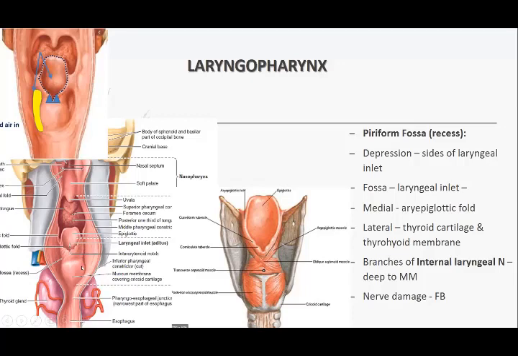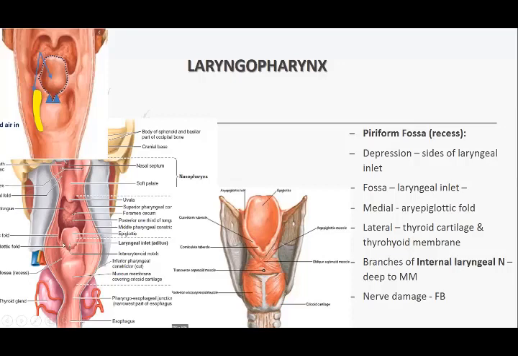Okay, अब ये देख लीजिए कि ये laryngeal inlet है, ये मैंने आपको बताई, ये epiglottis है, ये fold है सारा of mucous membrane, जिसको हम epiglottic fold कहते हैं, arytenoid cartilage और epiglottis से lateral wall of the pharynx.